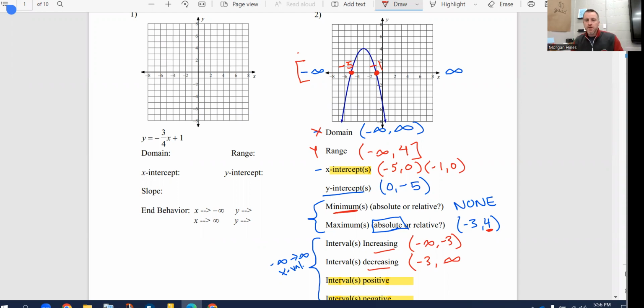We can see those. We also know how to find those on the calculator, but we don't have the function. We just have the graph, and that's all we need for that. Okay, so then what are the intervals positive and what are the intervals negative?